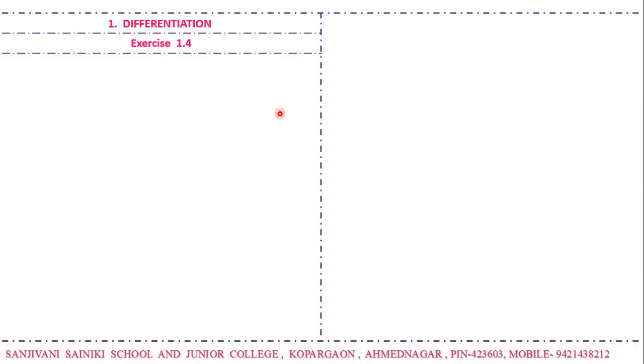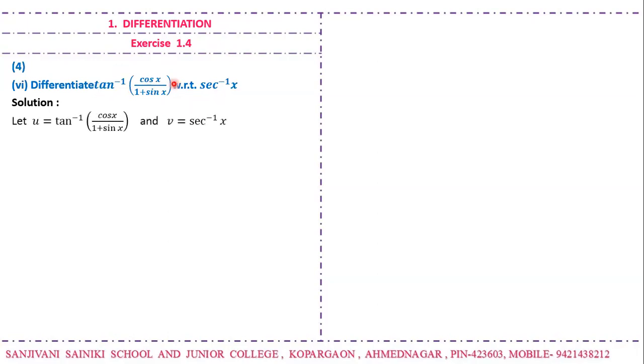The next example is: differentiate tan inverse of cos x upon 1 plus sin x with respect to sec inverse x. So this is our first function, this is our second function. Now we know that cos x can be written as cos square x by 2 minus sin square x by 2, because cos 2 theta is cos square theta minus sin square theta. And below, this 1 is sin square x by 2 plus cos square x by 2, and this sin x is 2 sin x by 2 cos x by 2.